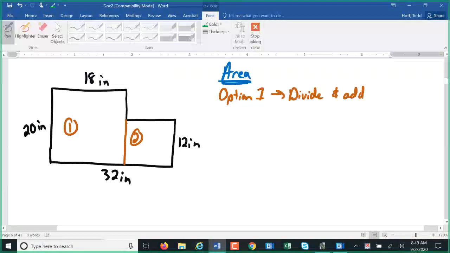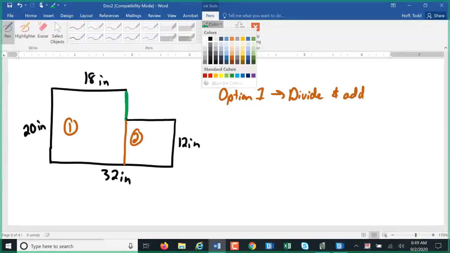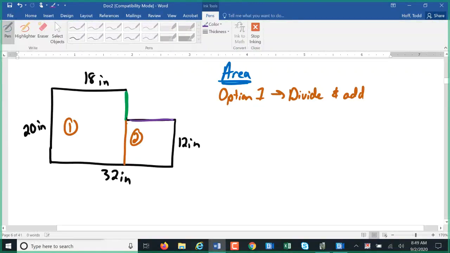Well, to find the area of those rectangles, I have to know these missing dimensions. This one here in green and this one here in purple. To find those missing dimensions, of course, I'm going to use the ones I have. Let's look at the green dimension first. That dimension goes vertically, up and down. To find its length, I can only use other dimensions that go vertically. So that means the 20 and the 12.